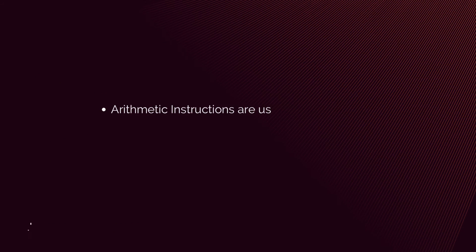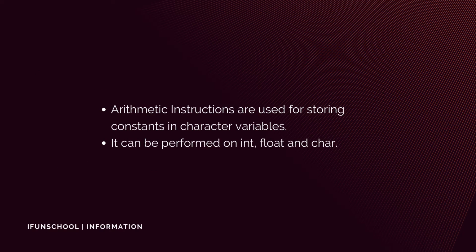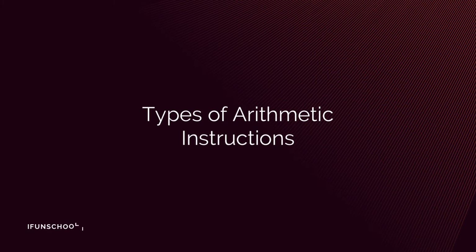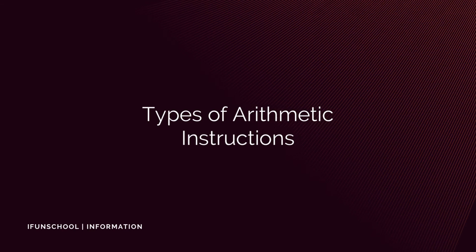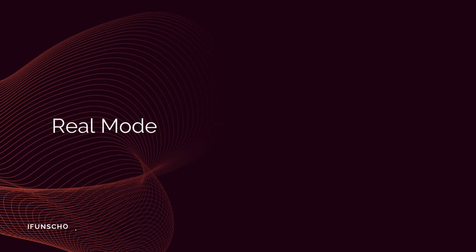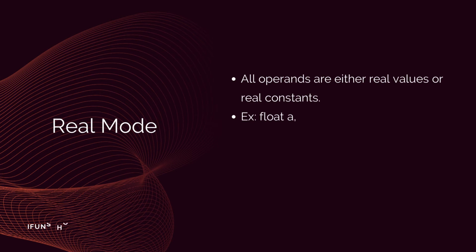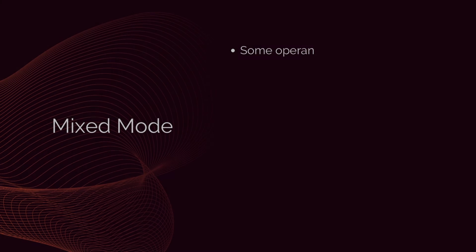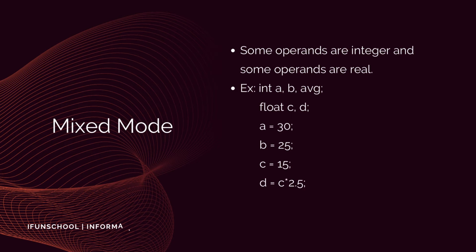Arithmetic instructions are used for storing constants in variables, and the data types we use to store are int, float, char, etc. There are three types of arithmetic instructions. First one is integer mode: all operands are either integer values or integer constants. Second one is real mode: all operands are either real values or real constants. And the third one is mixed mode: some operands are integer and some operands are real.